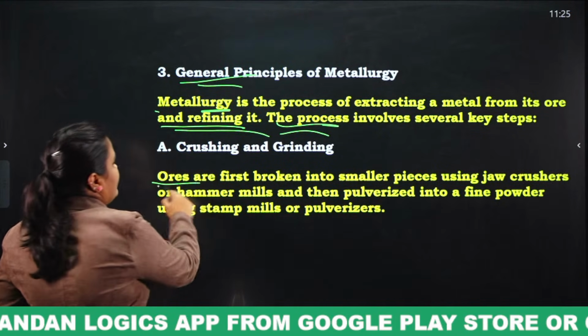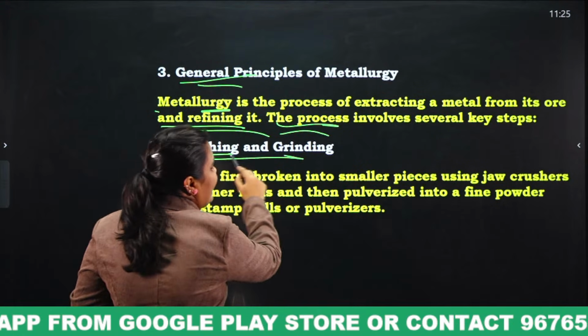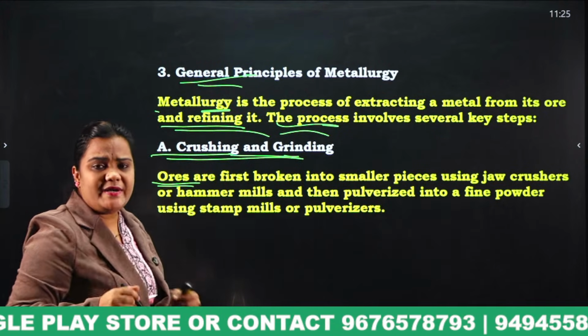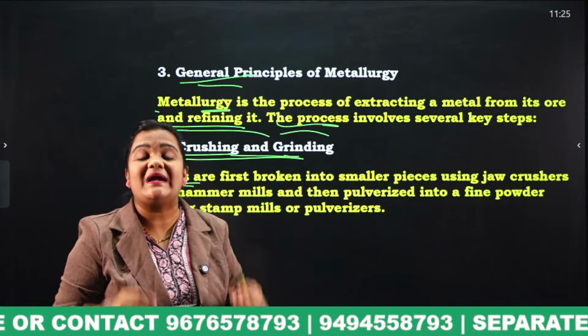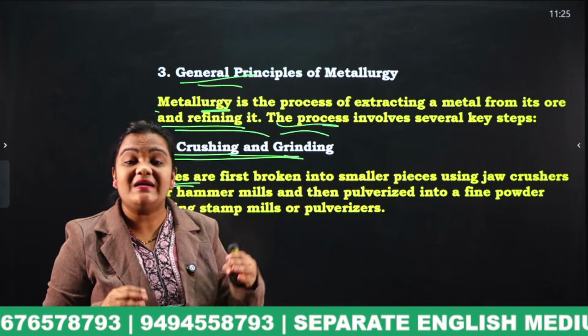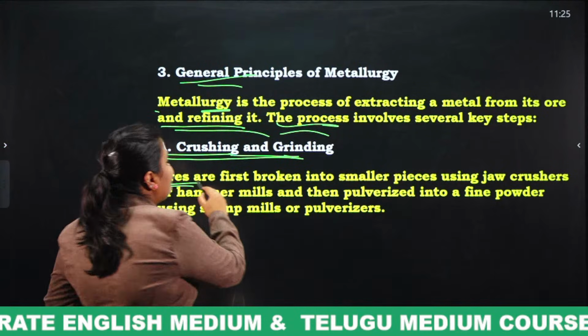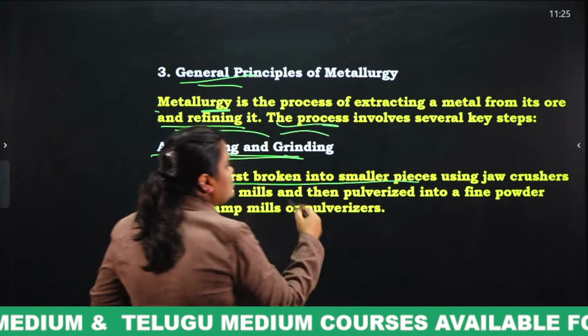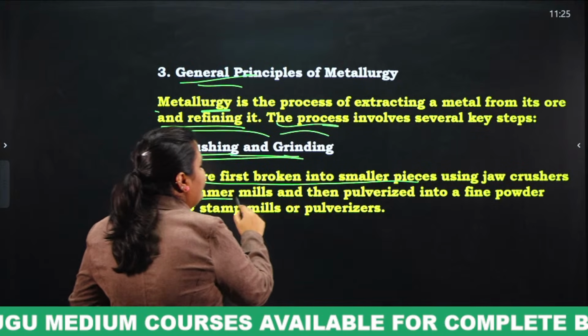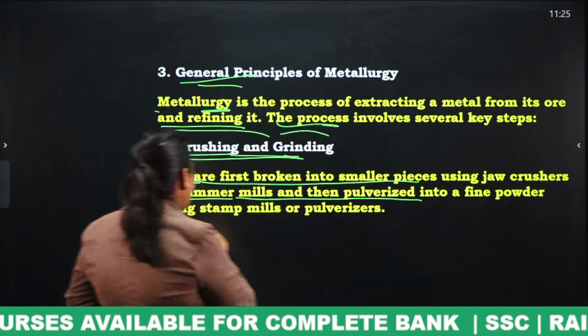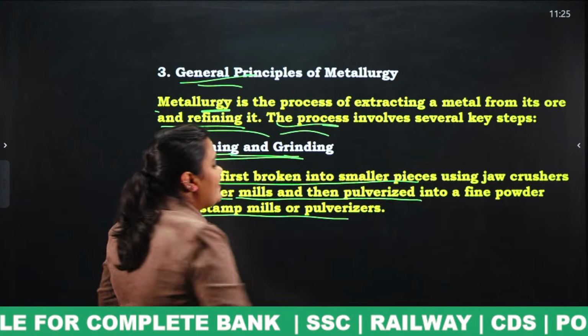First one is crushing and grinding. What do we do, students, actually? At first we will crush the ores. Ores are first broken into smaller pieces using jaw crushers or hammer mills and then pulverized into a fine powder using stamp mills or pulverizers.